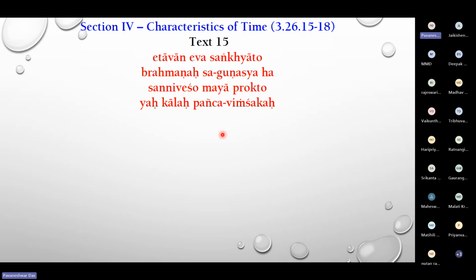And tomorrow, in the next class, we'll discuss all the 24 elements in detail. What is Mahatattva? What is Ahankara? What is Buddhi? What is Manas? Etc.